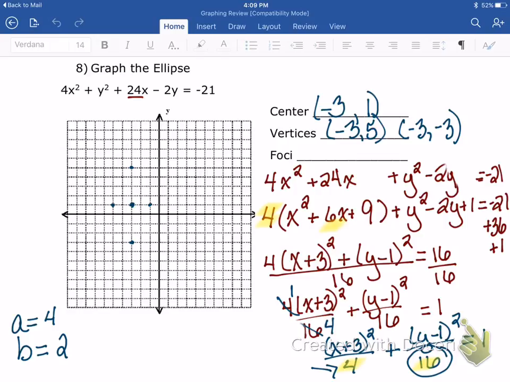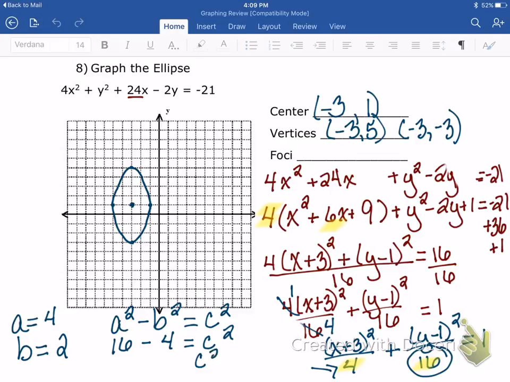Now we are not being asked to identify those, but it is important to have those when we're doing the graph. Okay, now the last thing that we have to identify is our foci, and we don't have the value of our foci yet. In order to find the value of our foci, we have to use a squared minus b squared equals c squared. Now that is going to be on your formula sheet that you're allowed to use on your final exam. But it is important that you know what to do with that. So our a squared is 16, our b squared is 4, and that equals c squared.